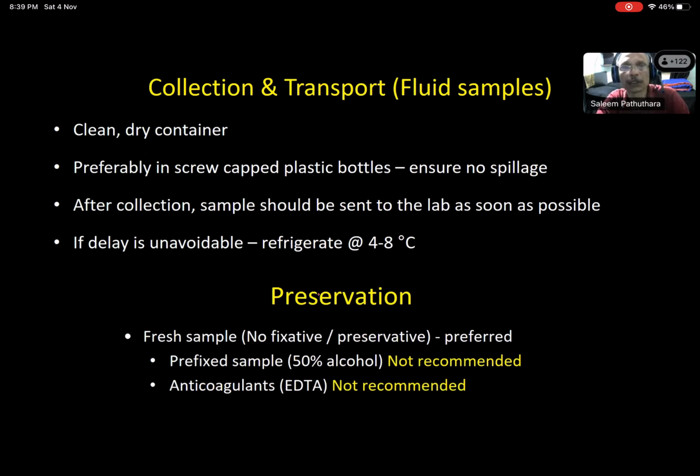Coming to the fluid samples, they have to be collected in a clean dry container, preferably a screw capped plastic bottle, because glass bottles can break, and the screw cap ensures no spillage, no leakage. After collection, the sample should be sent to the laboratory as soon as possible. If there is any delay, or if it was collected in the midnight or something, it can be kept in the refrigerator, preferably at 4 to 8 degrees Celsius.